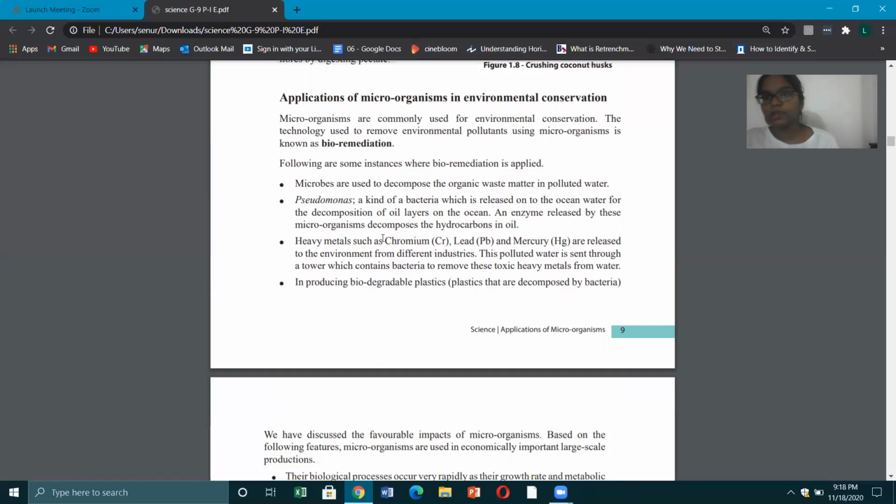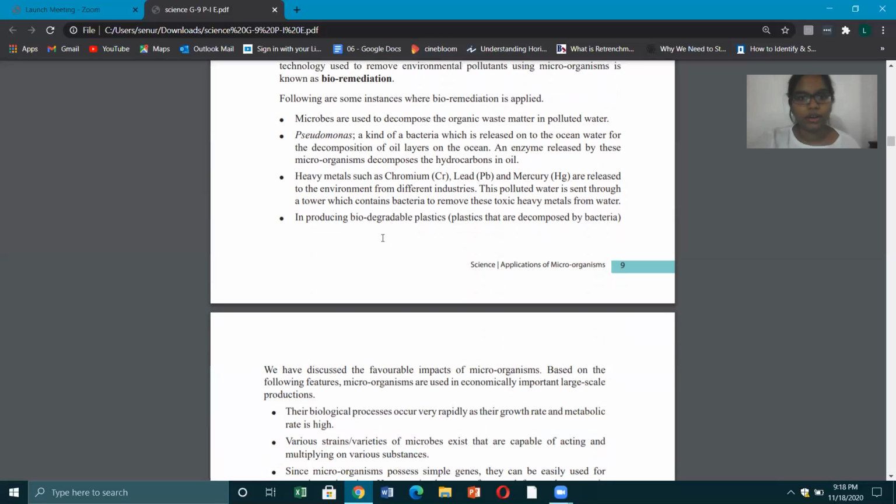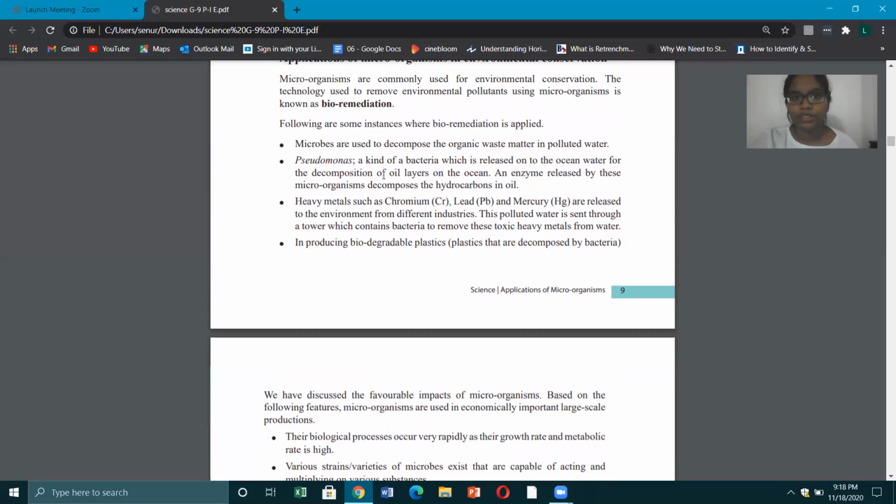Pollutants are what? They pollute an environment. You use microorganisms to remove the environmental pollutants, and what will happen? It will result in conservation of the environment. So this specific technology where you use microorganisms in order to remove the environmental pollutants is known as bioremediation. So now there are 4 main instances.